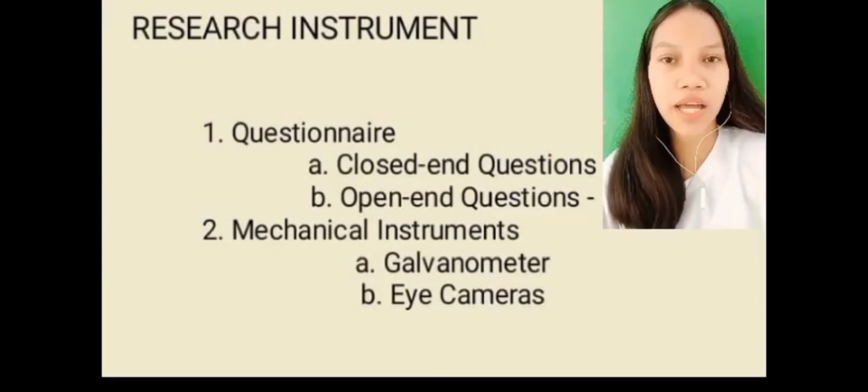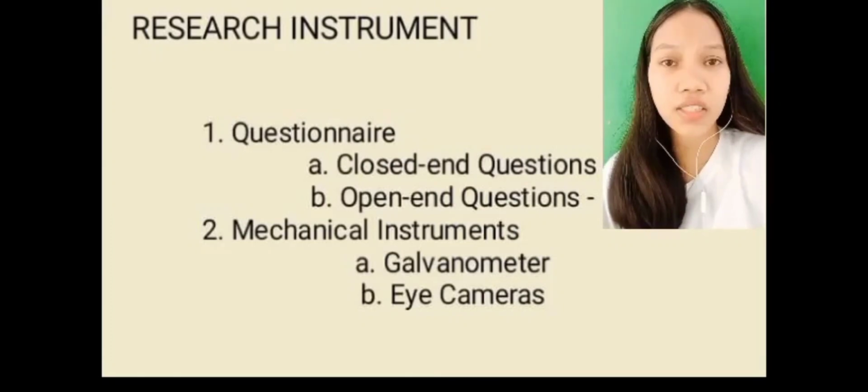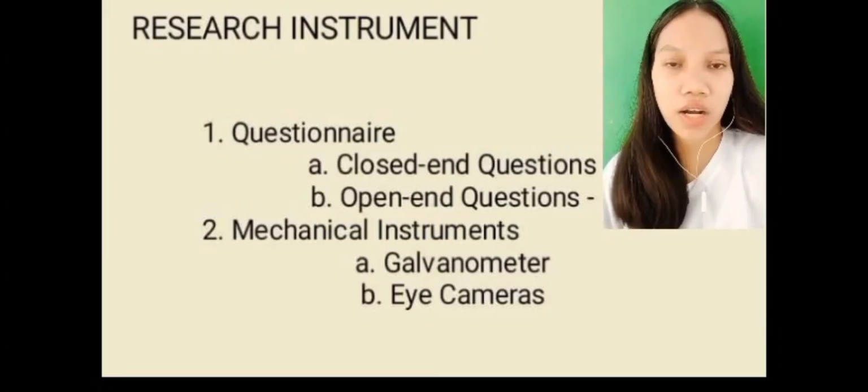Number 2 is mechanical instrument. Letter A is galvanometer. So what is galvanometer? It is a scientific instrument used in marketing research to measure the reaction of a subject in a study to an advertisement. The instrument measures the perforations that accompanies the subject interest or arousal.